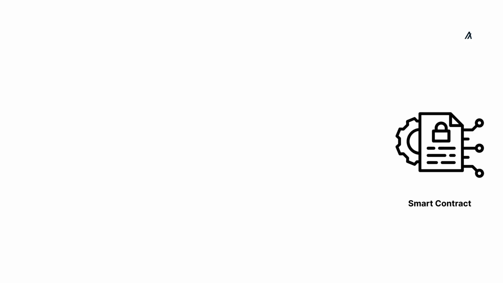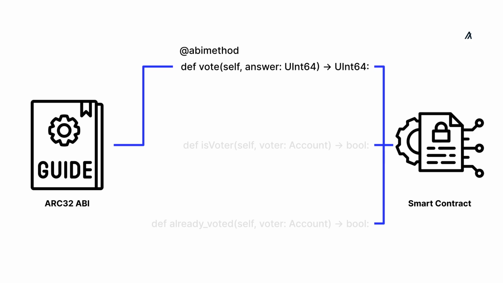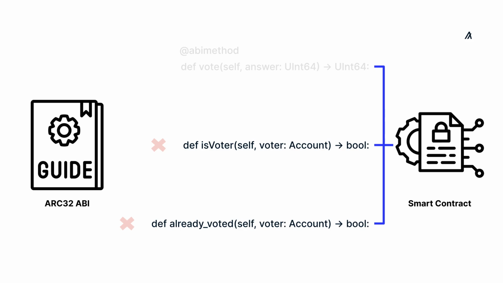Inside a smart contract, you can define various methods that handle certain business logic. Some methods will be ABI methods that are exposed to the Arc32 ABI so that they're callable from the outside. But what about internal methods that shouldn't be exposed to the ABI and only be used as utility methods internally? We call these subroutines, and you can define them using the subroutine decorator.